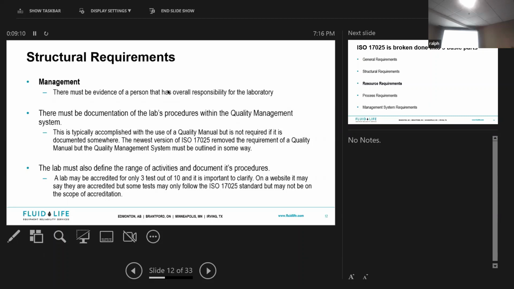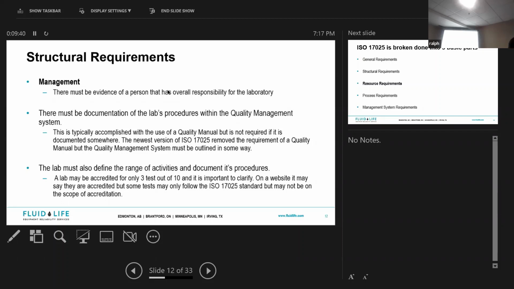At Fluid Life, we have many different hierarchical structures to ensure that all that impartiality is in place. It's one of the easiest ways to do it. But again, you can have a one-person lab and still maintain the standard, but you'll have to have processes in place to ensure your impartiality in that respect. There also must be documentation for all your procedures. The easiest way to do that is to have a handbook, a quality manual of some sort.